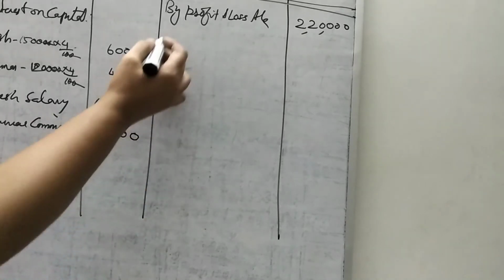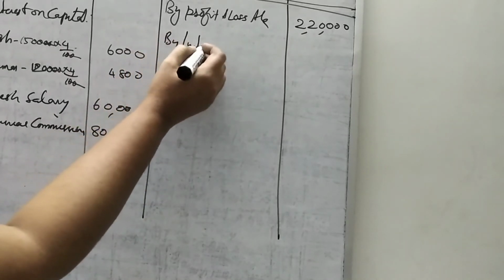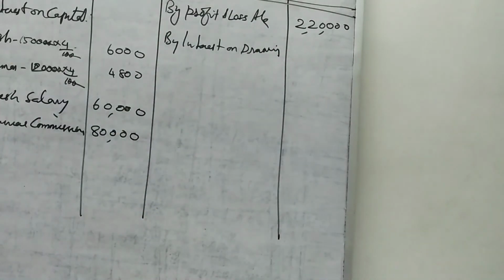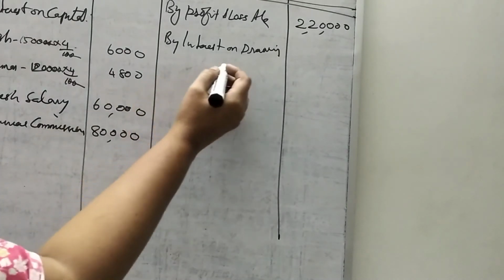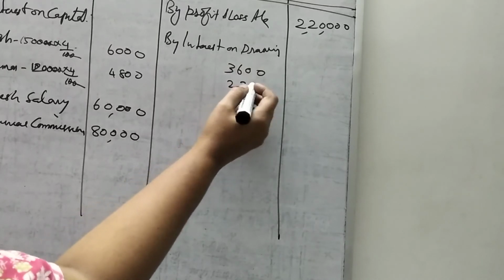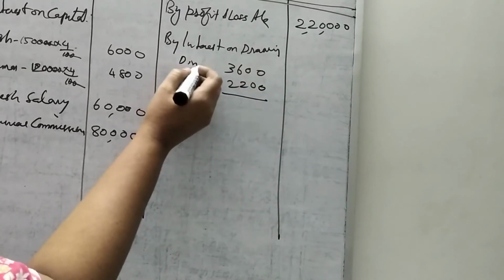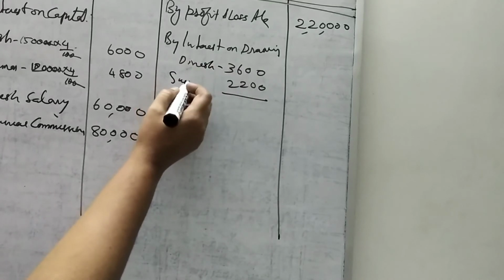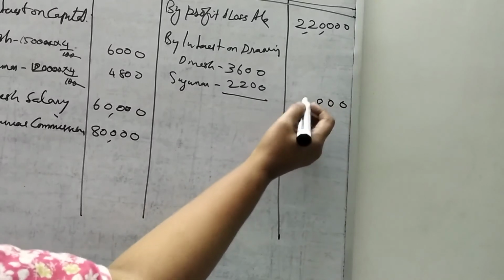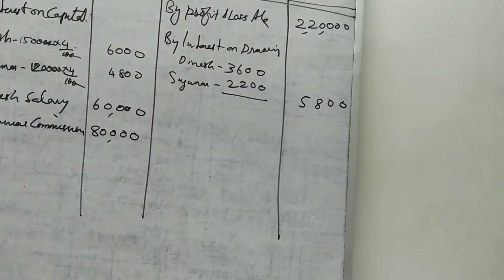Okay. Then by interest on drawings. How much for the first one? 3,600 for Dinesh and 2,200 for Sukumar. So find out the total and write here: 5,800. Okay, it is also over. So these are all the items which are given in the question. So we ended everything.